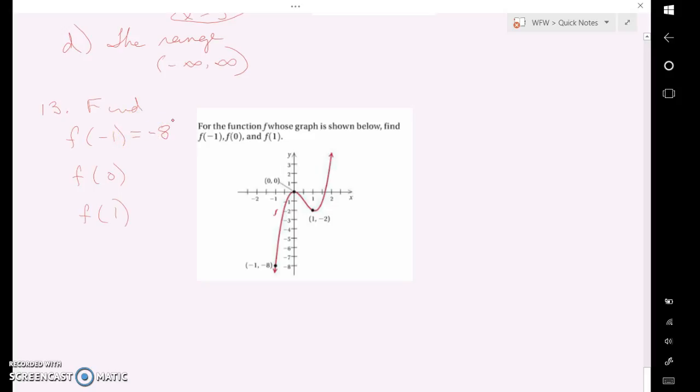How about when x is 0? When x is 0, f of x, or y, is also 0. And then when x is 1, it drops down again, and f of x, or y, is negative 2.